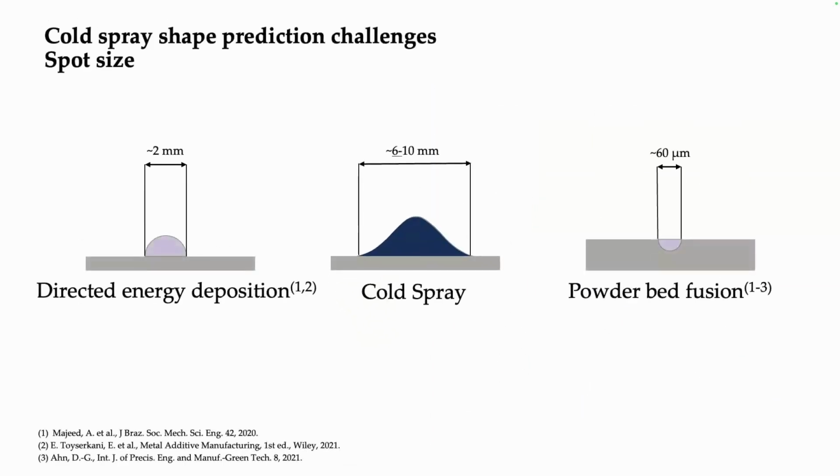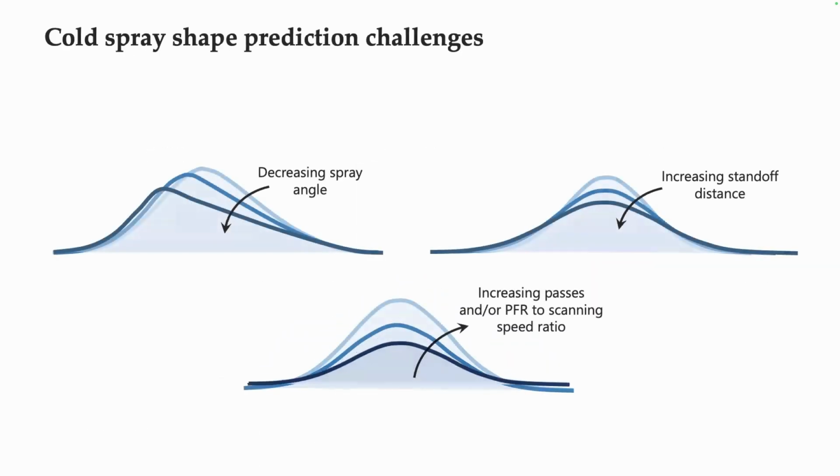The cherry on top is that apart from the Gaussian shape, we also have a very large spot size. If you compare directed energy deposition, which has a spot size of around 2 millimeters with a much more regular geometry, and here on the right, powder bed fusion with a much smaller spot size, which depending on the technology could be in the range of 60 micrometers. So it's much smaller, with a much more regular and predictable shape compared to the 6 to 10 millimeter spot size and very irregular shape in cold spray. That's why it's so complex to get geometry.